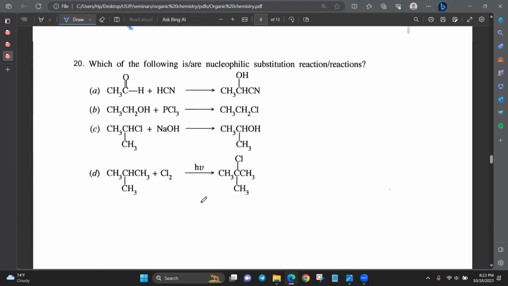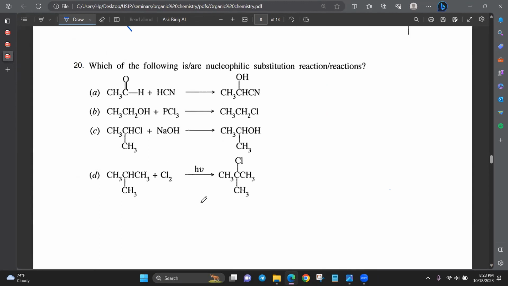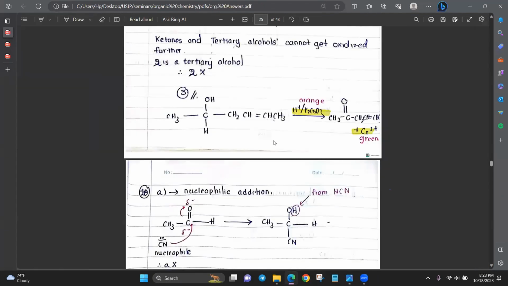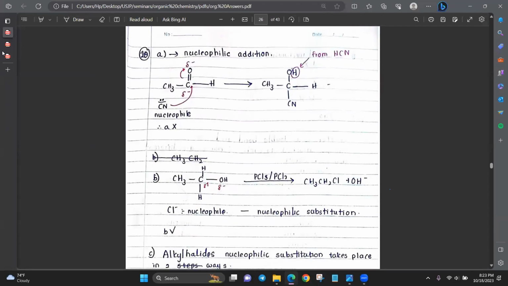Which of the following are nucleophilic substitution reaction or reactions? Nucleophilic substitution. Now we have to have an idea what is nucleophilic substitution. Nucleophilic means what? It should be a negative charge or else it should have a lone pair. And substitution means one is leaving and one is getting replaced by another.